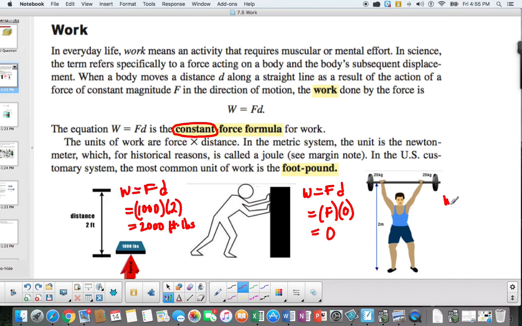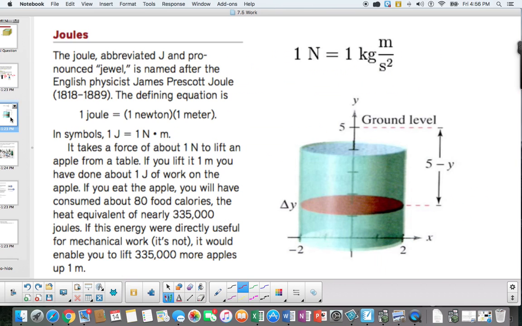Over here, work is equal to force times distance. Unfortunately, this is a mass, and a mass is not a force. Over here, pounds is a force, and it already has the acceleration due to gravity incorporated within it, but this mass does not. So we need to take a look at how we deal with work in terms of the metric system.